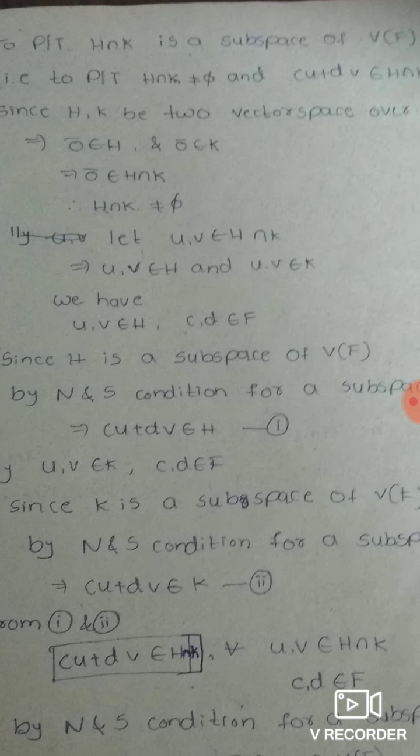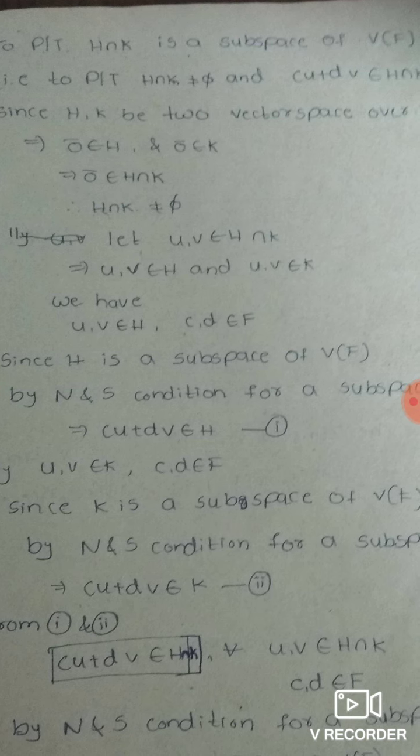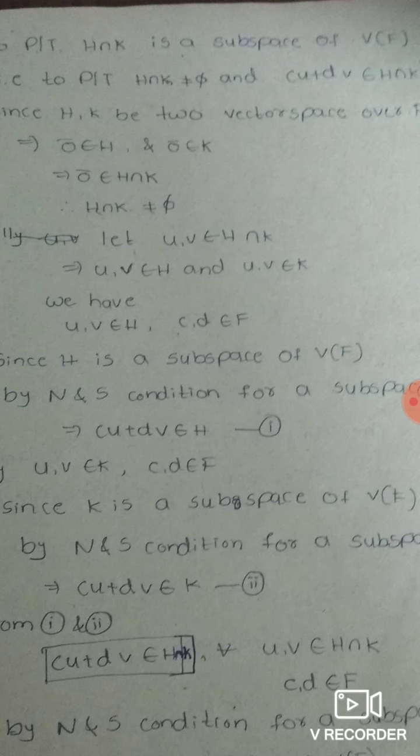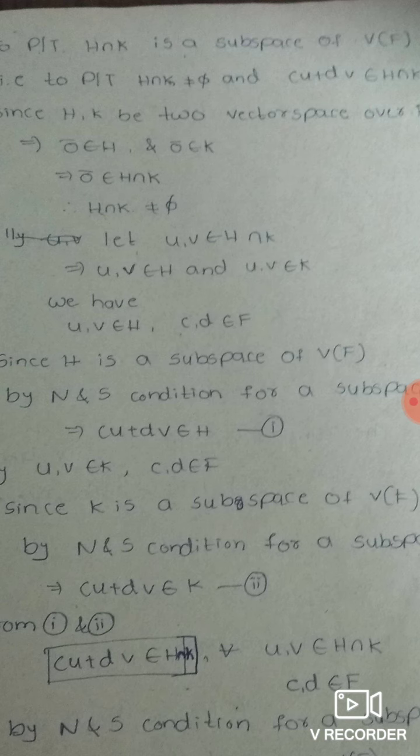Next we take let U, V belongs to H intersection K. U, V belongs to H intersection K means U, V belongs to H and U, V belongs to K. Intersection means the elements are in both H and K. First we have U, V belongs to H and C, D belongs to F. Since H is a subspace of V of F, by the necessary and sufficient condition for a subspace, which we studied yesterday, Cu plus dV belongs to H.